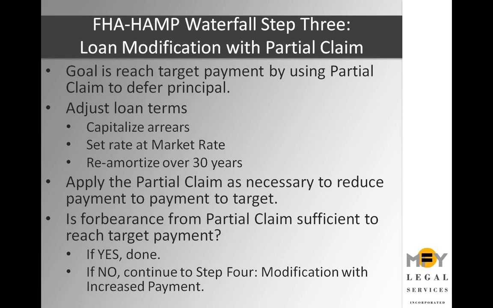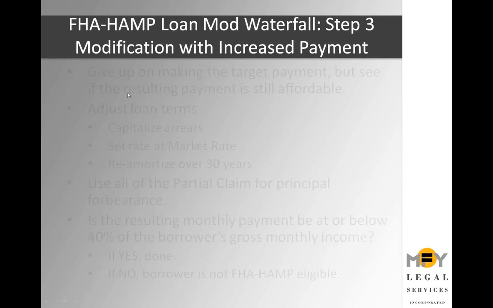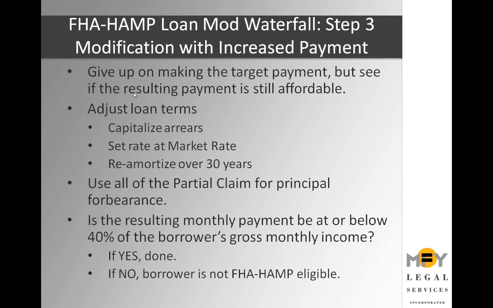If there's not enough partial claim to lower the principal enough to reach your target payment, then we have to go to step 4, which is a modification with increased payments. So with a modification with increased payments, basically the waterfall gives up on making the target payment. They say, we can only change the terms in this way. We don't have enough partial claim to forbear anymore. But let's just look at the payment that we have and see if it's affordable.